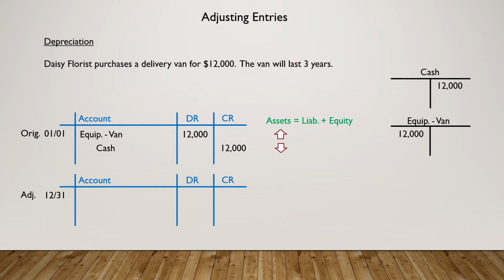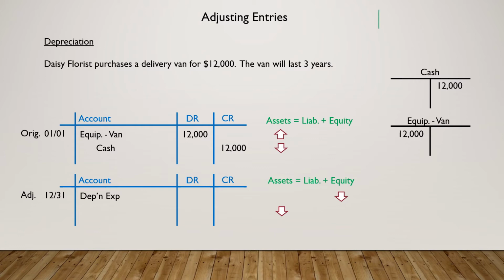At the end of the year, we need to adjust our accounts. The van won't last forever. Every time one of Daisy Florist's employees drives it, they're consuming some portion of the van's life. We need to record the consumption that occurred throughout the year. The use of the van will decrease Daisy's assets while also decreasing equity through expense, as happens when assets are consumed. To record the expense, debit depreciation, but for how much?